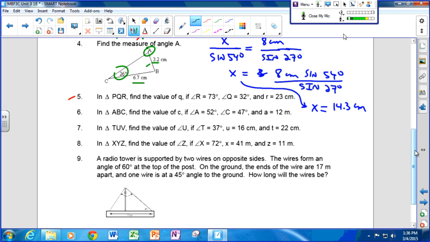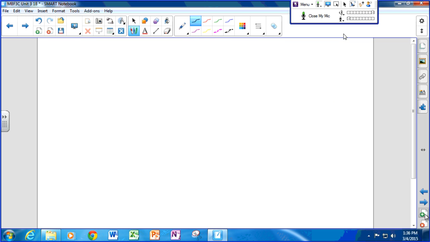So in the case of support question 5, it's basically telling you a story in words. In triangle PQR, find the value of little q if angle R is 73 degrees, angle Q is 32 degrees, and r is 23 centimeters. So really it's telling you a story. Okay, so let's take a look at how we would go about solving that. So this is support question 5, and that's on page 24.